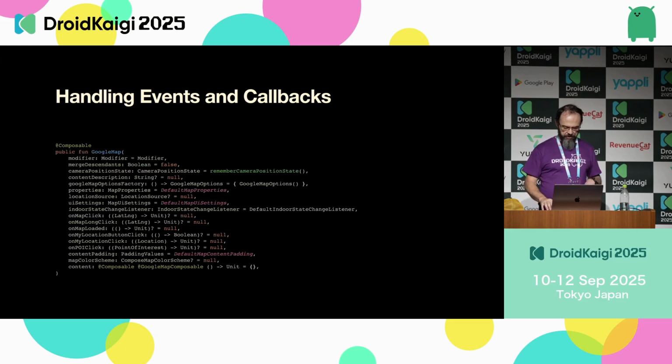I know this screen is very large, but bear with me. This is the interface for our Google Map composable, if you want to integrate it in your Compose app. Note that the first attribute is going to be a modifier. This is part of the Compose API guidelines. First attribute should always be a modifier with a default value. Then we can observe that we have the listeners here, the listeners that provide the option of interacting with maps.